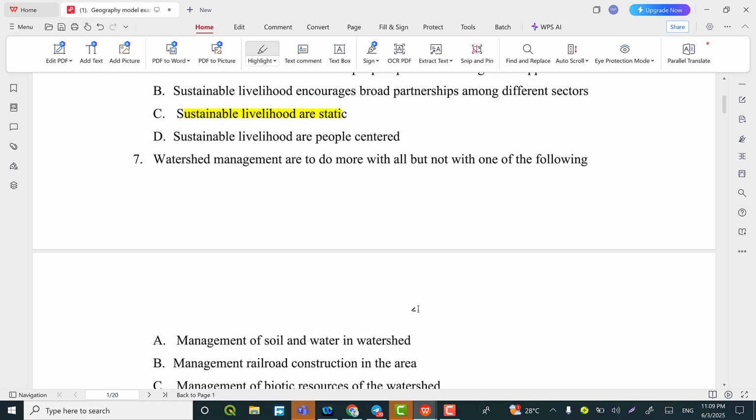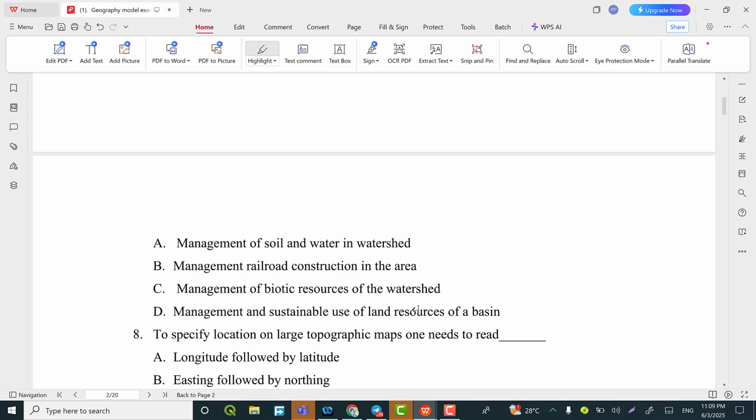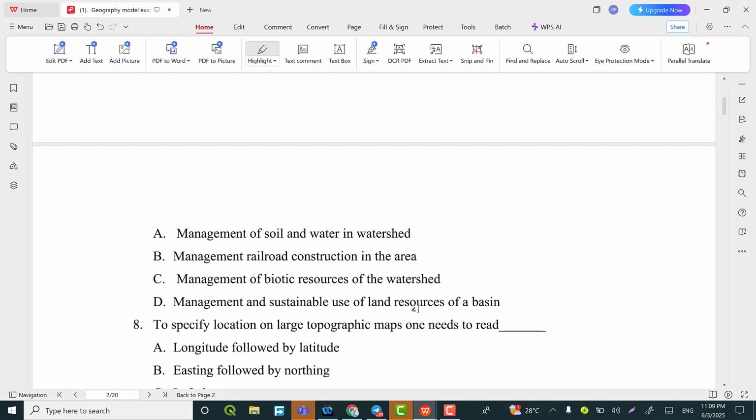Question number 7. Watershed management are to do more with all but not which one of the following? A. Management of soil and water in watershed. Yes, watershed management is one of the greatest component of the management of natural resource, mainly managing soil and water within the watershed. B. Managing railroad construction in the area. This is not the answer.